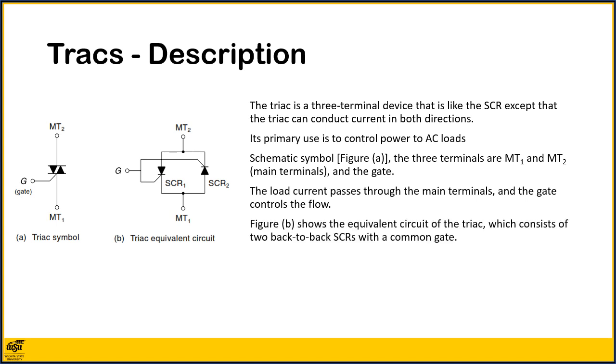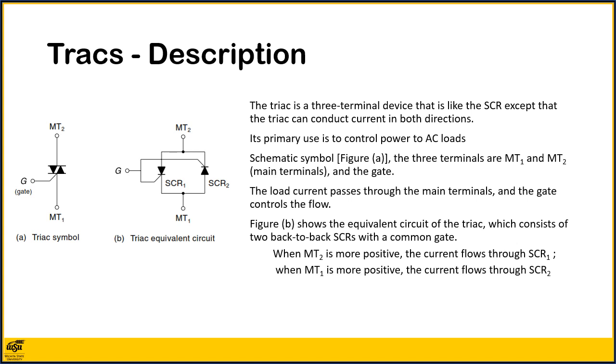Figure B shows the equivalent circuit of the TRIAC, which consists of 2 back-to-back SCRs with a common gate. When MT2 is more positive, the current flows through SCR1. When MT1 is more positive, the current flows through SCR2.